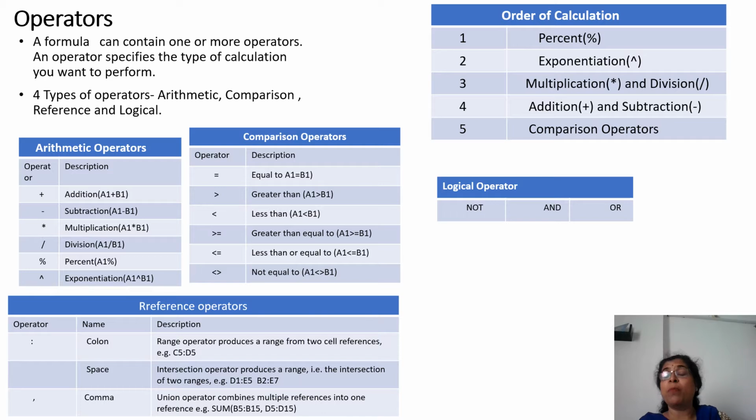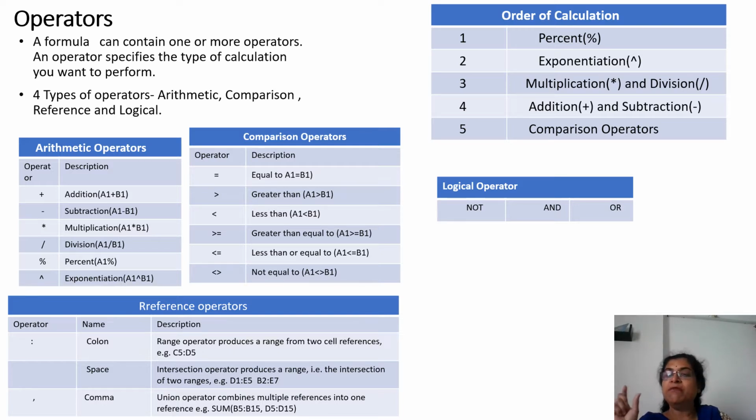Then we will see some operators. There are four types of operators: arithmetic, comparison, reference, and logical. Arithmetic operators contain plus, minus, multiplication, division, percent, and the exponential sign. Whereas comparison operators contain equal to sign, greater than sign, less than sign, greater than or equal to, less than or equal to, and not equal to. Whereas reference operators are colon, space and commas.